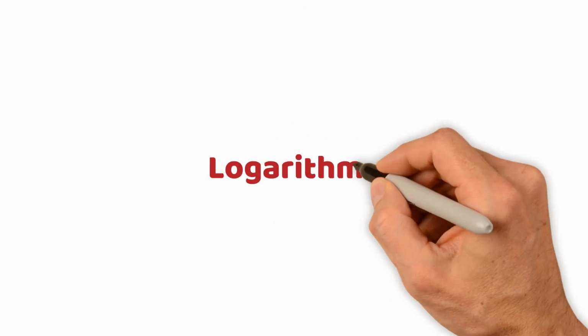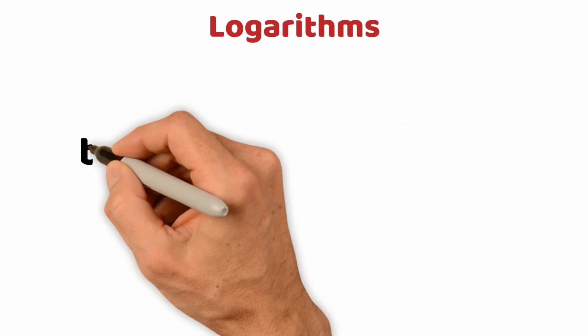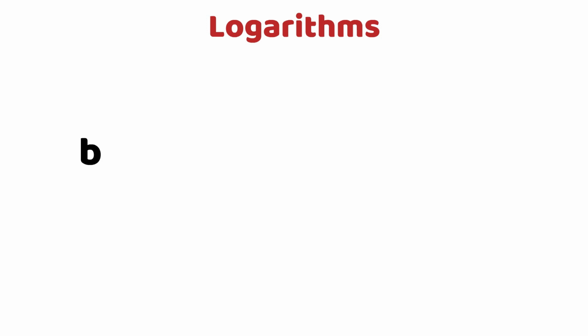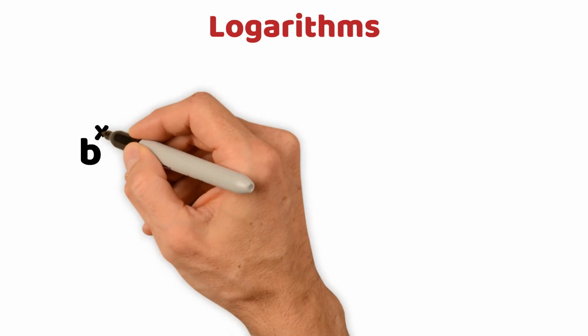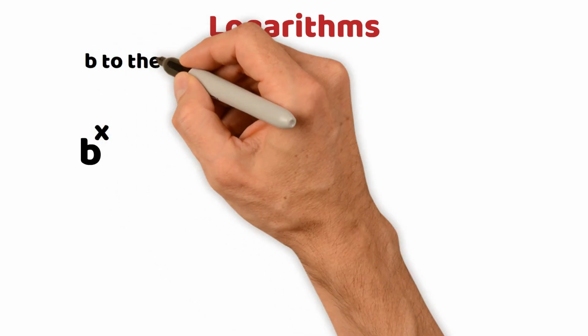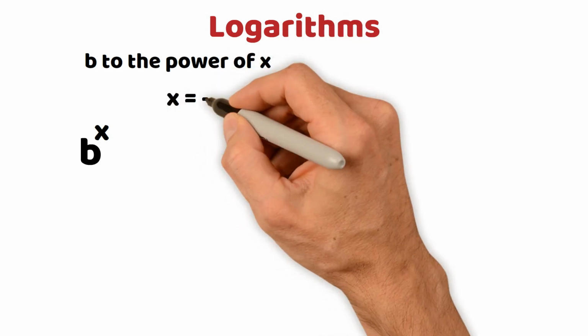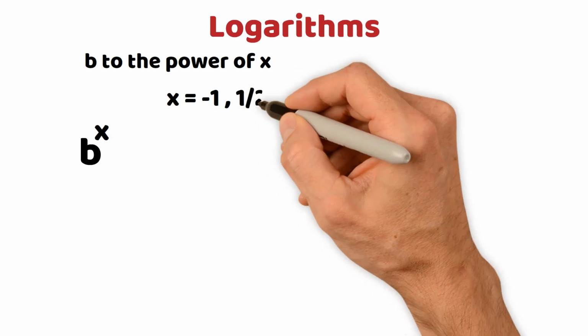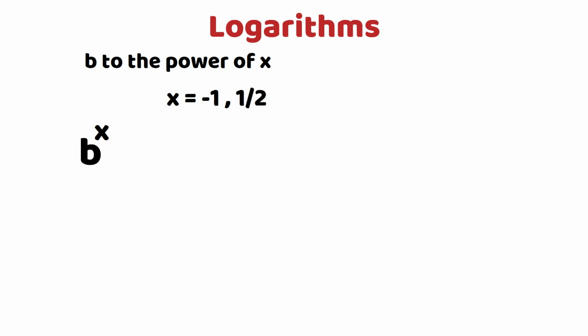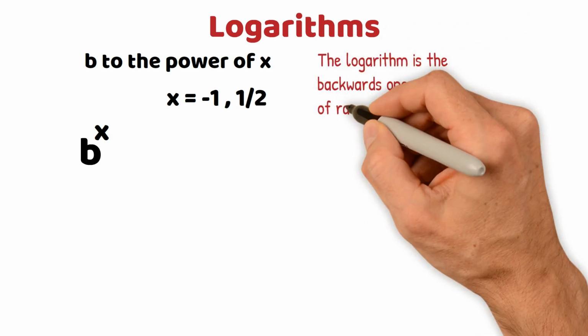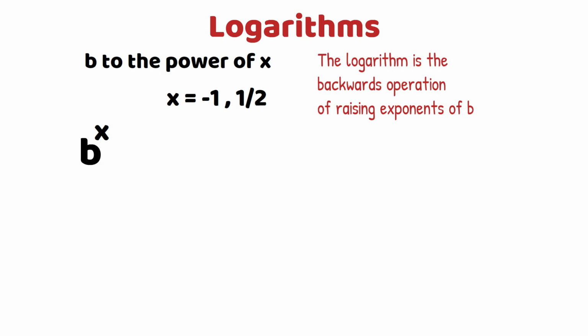The idea of logarithms is similar to this. Let b be a positive number, as it will be the base of our exponent. The meaning of b to the x is to raise b to the power of x. As we discussed previously, we can allow x to be negative or even a fraction. And we can determine b to the x so that we know how to raise a number to an exponent. The logarithm is the backwards operation of raising exponents of b.